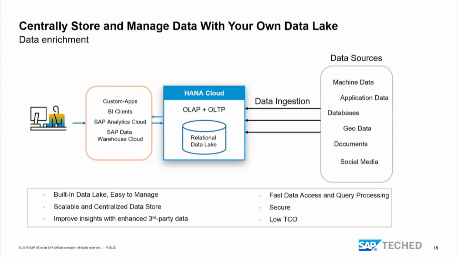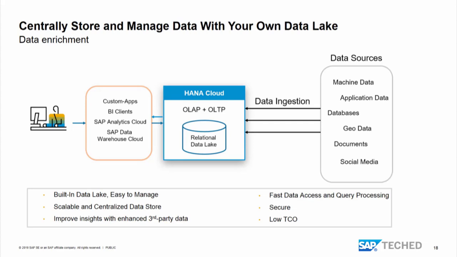Very scalable, a centralized data store, because in this case you can take your existing enterprise data or other data and enrich it with third-party data. That could be spatial data, machine or IoT device data, social data, basically unstructured data as well. Very fast data access and query processing time, because it's resident within HANA Cloud. Secure, and again, a low total cost of ownership, because you can define which compute and storage capabilities you want to leverage within HANA Cloud, whether that's in memory, the disk, or the data lake. So this data enrichment supports centrally stored data to manage within your own data lake.